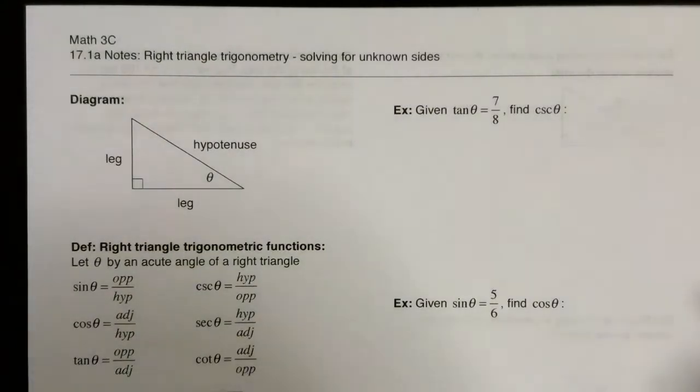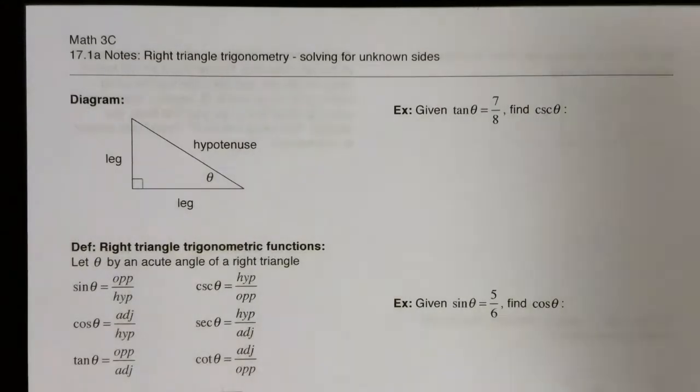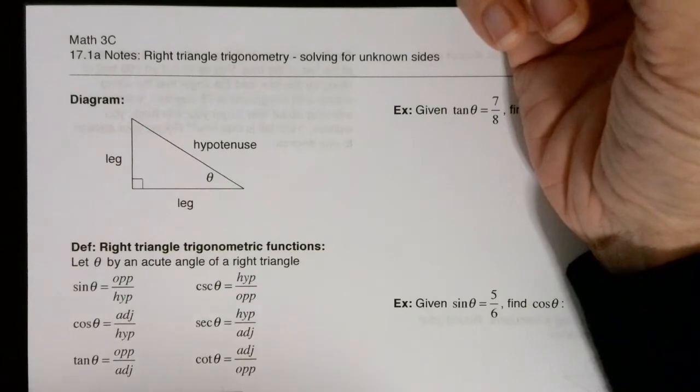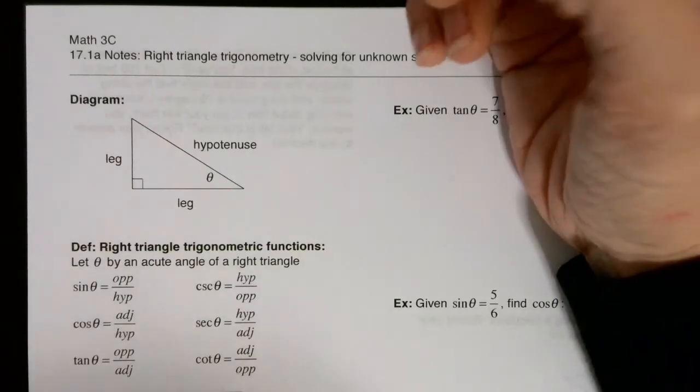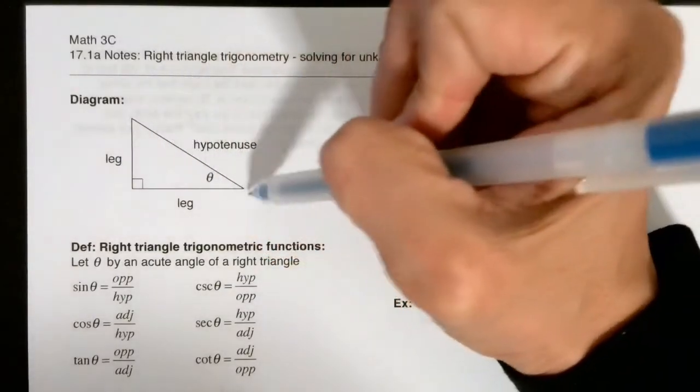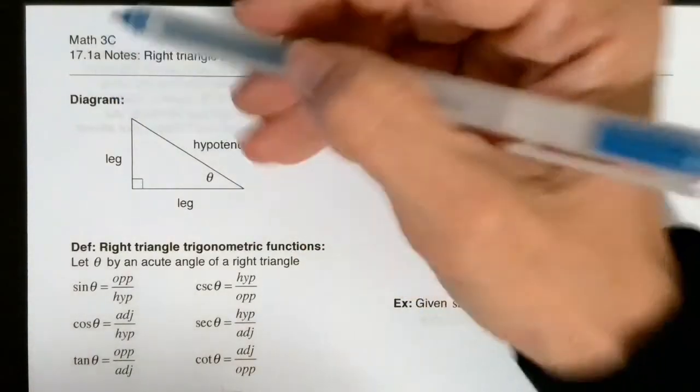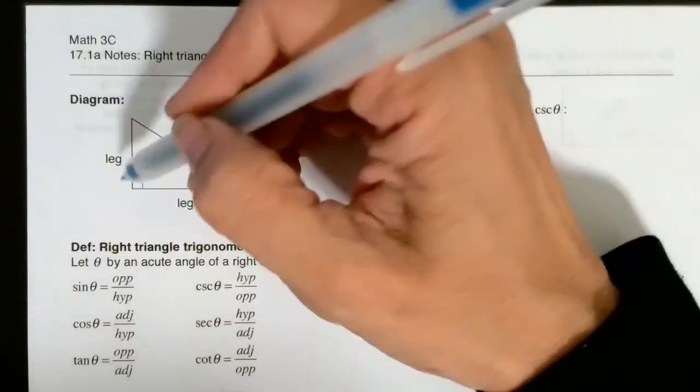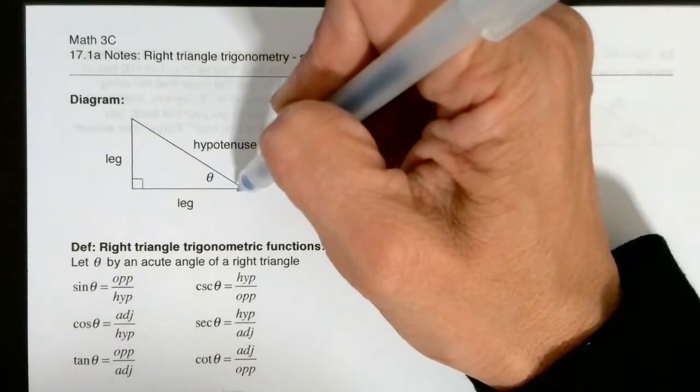Okay, today we are doing right triangle trigonometry and we are solving for unknown sides. So we're going to start by reviewing a triangle. In a triangle, the longest side is always called the hypotenuse. Okay, and then this is one leg of the triangle and this is the other leg of the triangle.